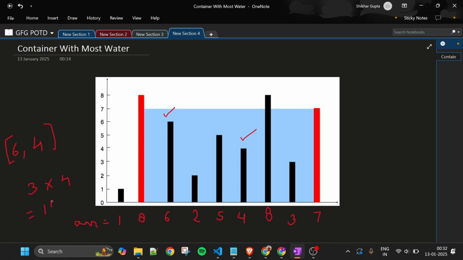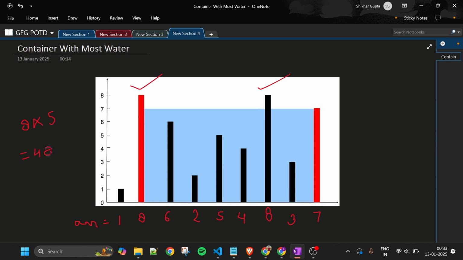In this way we have to tell how much maximum water I can store. So let's suppose I take these two walls, how much water can I store? Very easy. Both walls have height 8, so 8 will be the length, and the breadth will be 1 2 3 4 5, so 5, which gives 8 into 5, which is equal to 40.